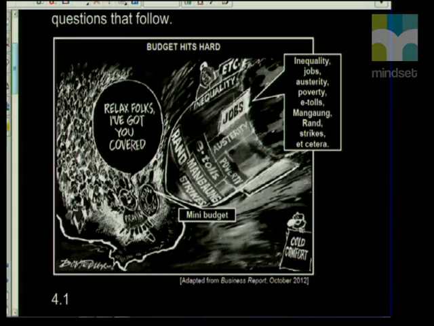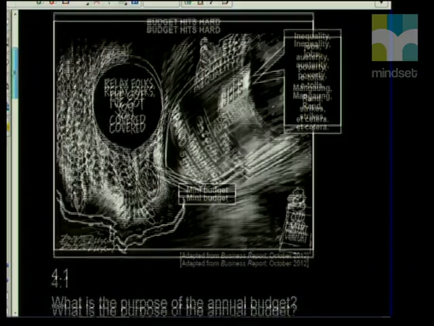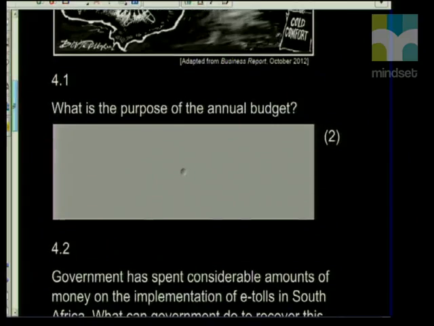There we have a cartoon that says budget is hard. Then the minister there says, relax folks, and there's lots of people behind him. I've got you covered. And then there's a mini budget rocket coming in with inequality, jobs, austerity, poverty, ethos, Mangaung, rent, strikes, etc. Let's hear the questions that go with this. It says, what is the purpose of the annual budget?